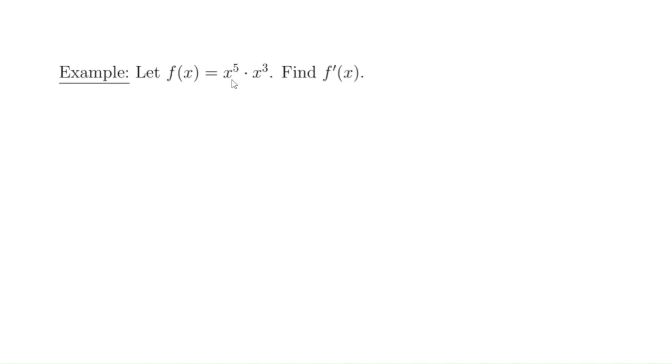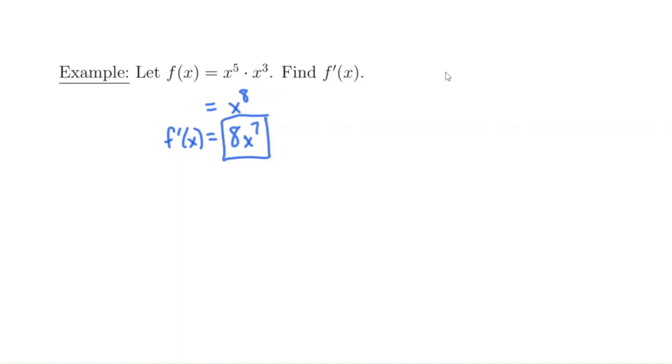Suppose f of x is x to the fifth times x cubed. How can we find f prime of x? Well, the simplest way to do this is to just rewrite this as x to the eighth power, and now take the derivative. The derivative is going to be 8x to the seventh. Okay, and that's the correct answer.